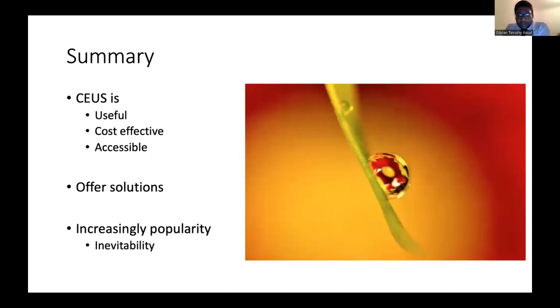So I'll just summarize briefly what we've said now, and I hope you've enjoyed seeing some of those cases. Contrast enhanced ultrasound is ultimately all the things that my former speaker was asking for. It is useful, it is cost effective, it is accessible. There is a learning curve, yes, but there is a learning curve for everything, and once it is there, it will be there to stay.